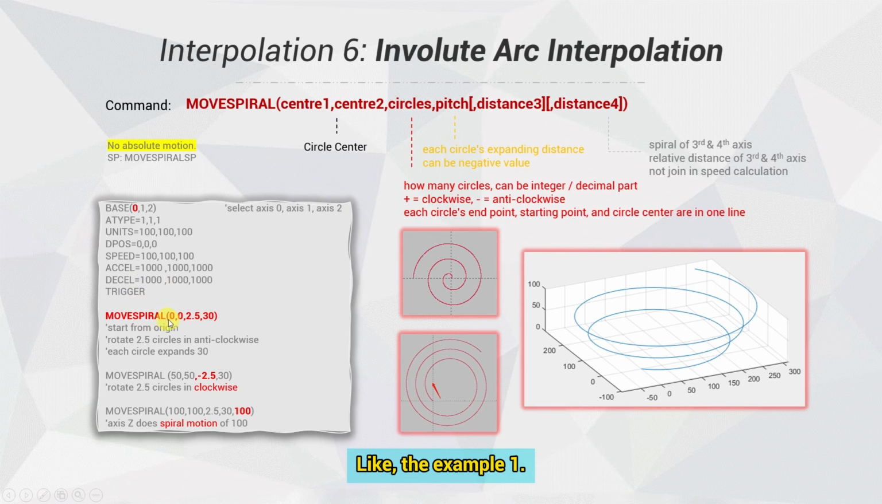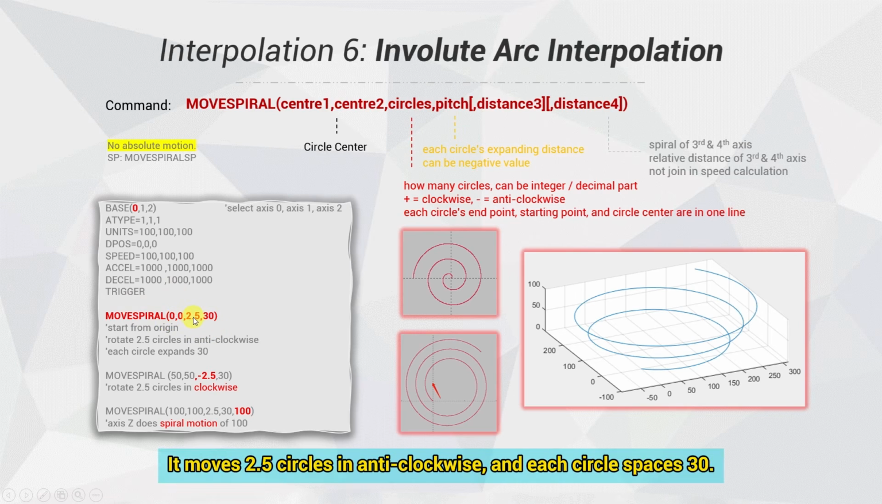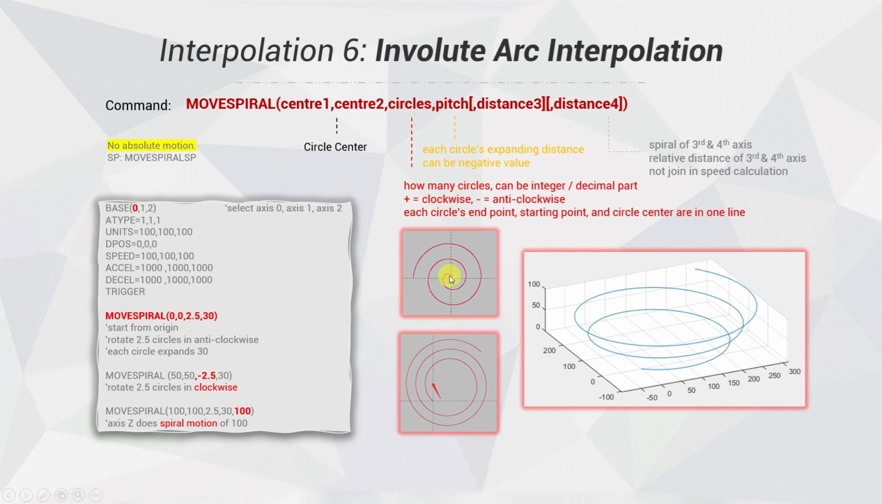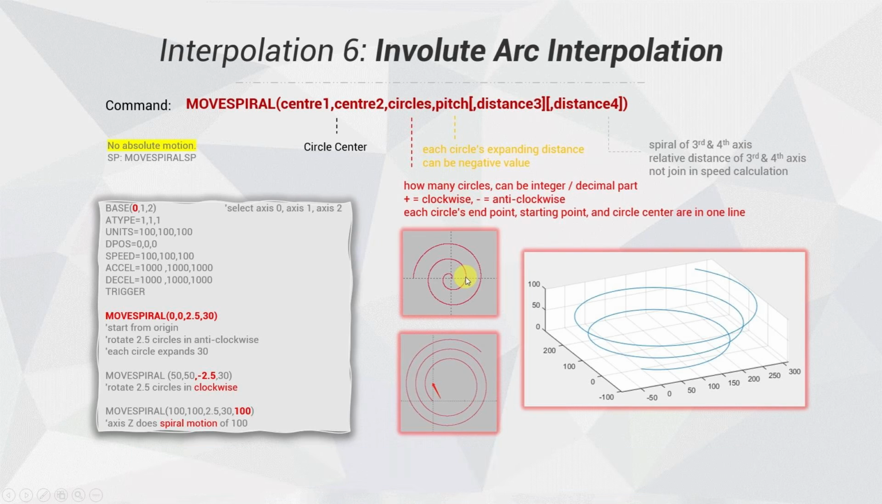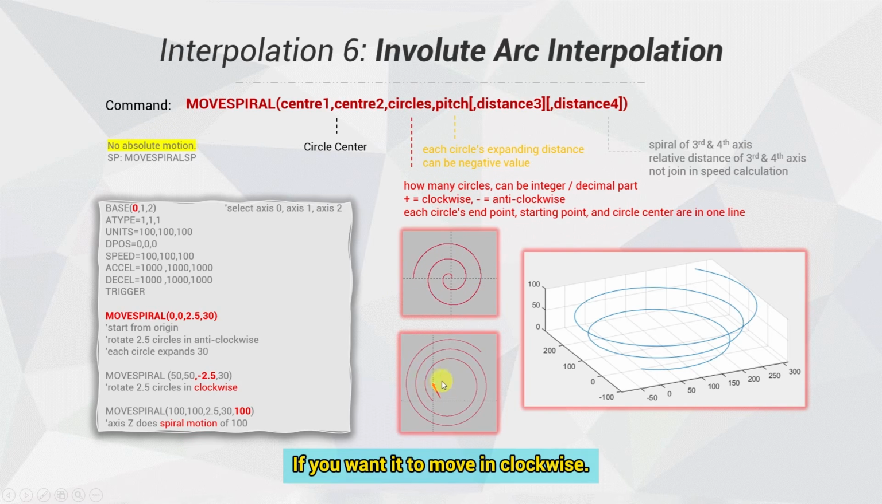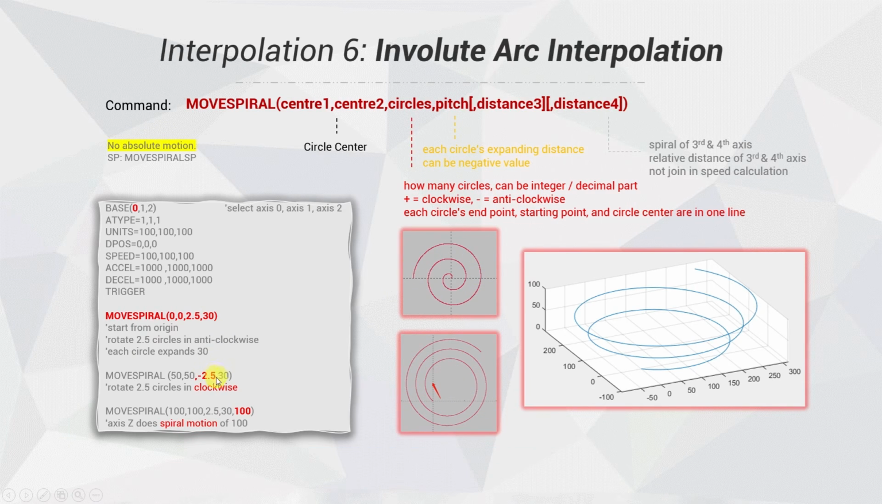Like the example 1. Start from the origin. It moves 2.5 circles in anticlockwise, and each circle space is 30. First circle. Because now center, starting point, and end point are in the same line. Second circle. And the last half circle. If you want it to move in clockwise, set the circles as negative value. If the spiral is added, it will be like this. Move up 100 in axis Z.